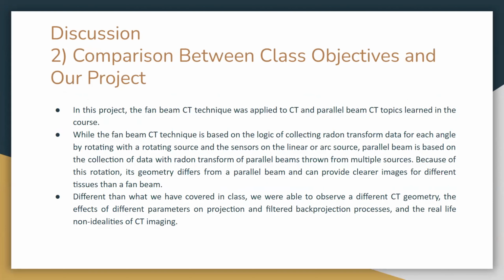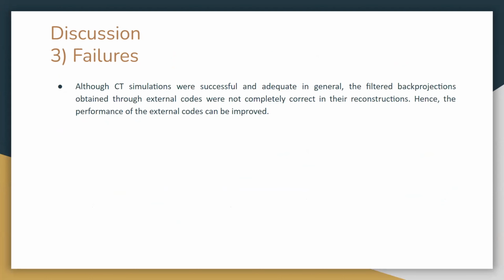And we were able to see its different non-idealities and different parameters. And also in class, we covered parallel beam CT, and we did not talk much about different parameters of CT or, for example, its non-idealities. So by doing this project, we were able to build on top of what we have covered in class, and we have discovered a different CT geometry.